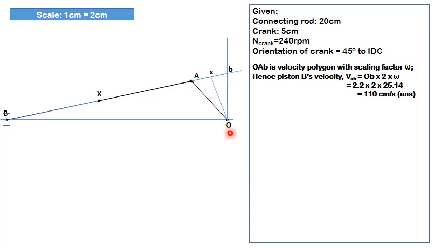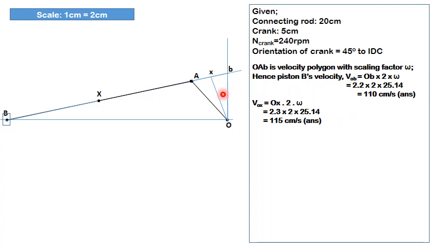So this OX gives the velocity of point X to me. How? V_OX is equal to the length of this OX. Again, the scaling factor which we have used is 2, and the scaling factor offered by Klein's construction method is omega. So use this formula, and if you measure OX, it is coming as 2.3 centimeter, and when you do the calculation, the answer comes as 115 centimeters per second. So that is the second question which has been asked in the problem statement.